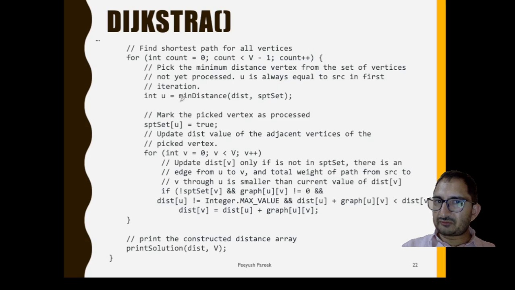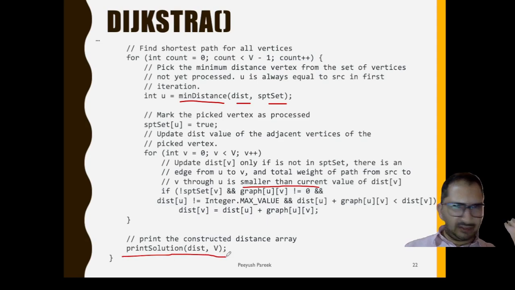This minimum distance function we are calling with the distance array which we have got and this shortest path set. We have passed this, and it will return the minimum. Then we will set it to true. We will have a loop which checks each and every node. If the new distance is smaller than the current value, it will update. If not, then finally it calls the print solution.